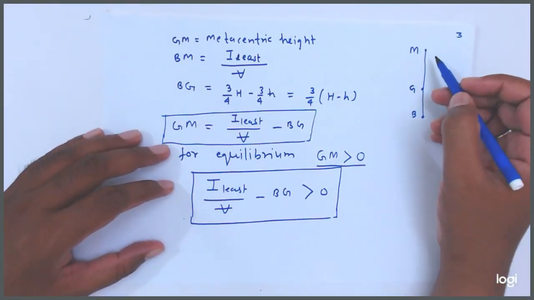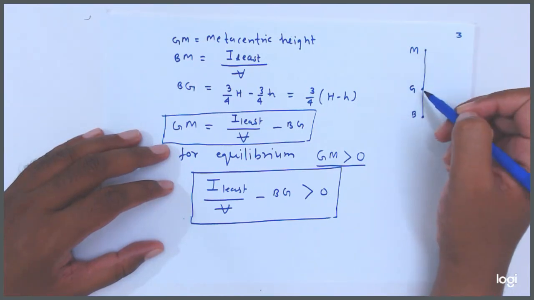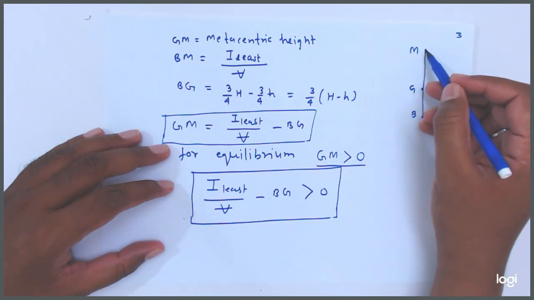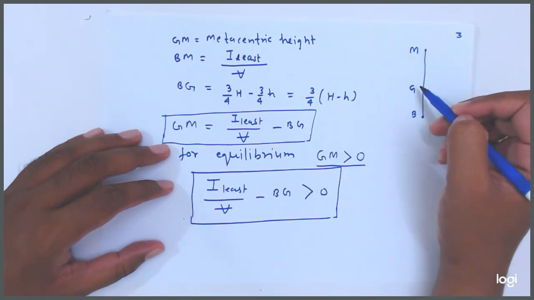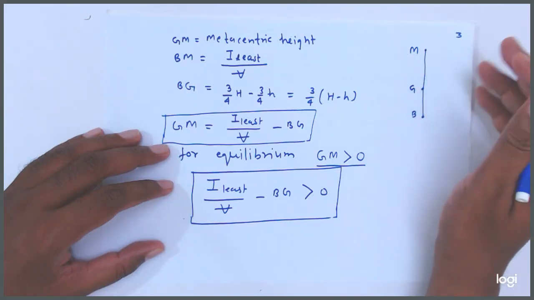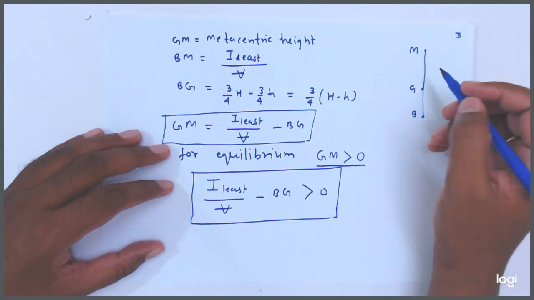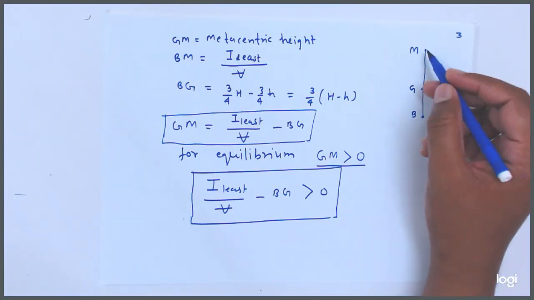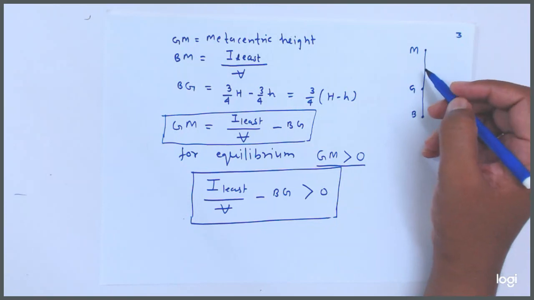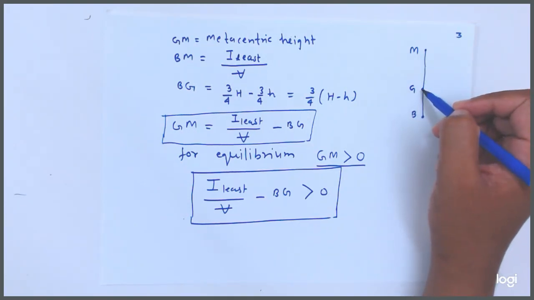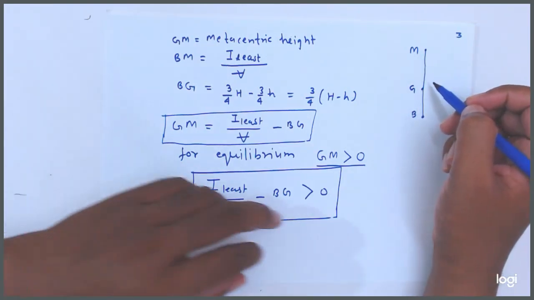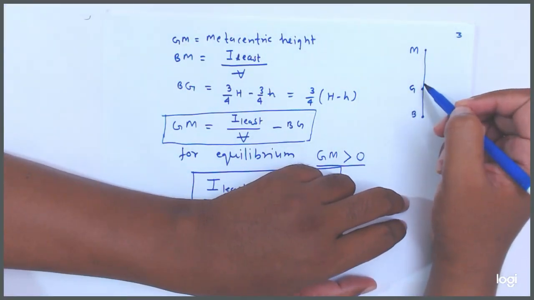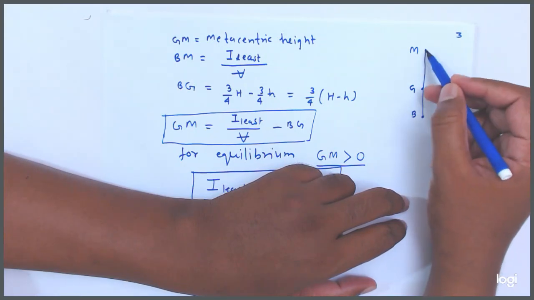Friends, you see here, for a floating body there are 3 points: center of buoyancy, center of gravity, and metacenter. If metacenter is above the center of gravity, then the body is in stable equilibrium. It means one more quantity is there, friends: what is the metacentric height? I told you that M should be greater than G for stable equilibrium, and this GM is the metacentric height.